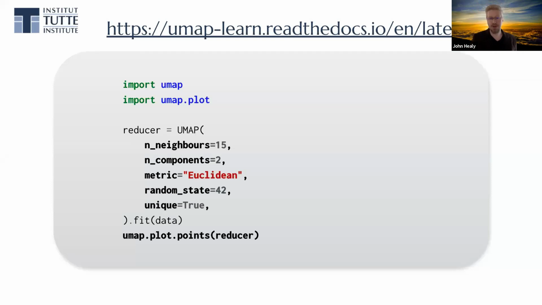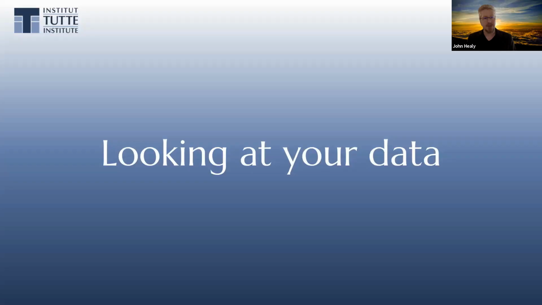This can be bypassed if you set it to equal the string precomputed, and then you build your own square distance matrix. That can be quite expensive, and that can be quite memory consuming, but it's an option if you have more complicated distance functions than any of the ones that we're providing. Random state lets you get consistent results from run to run, and unique is a Boolean that deals with excessive numbers of exact duplicates that appear in your data set. I'll talk more on that one a little bit later on in the talk.